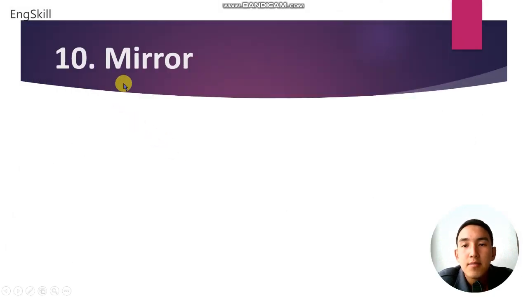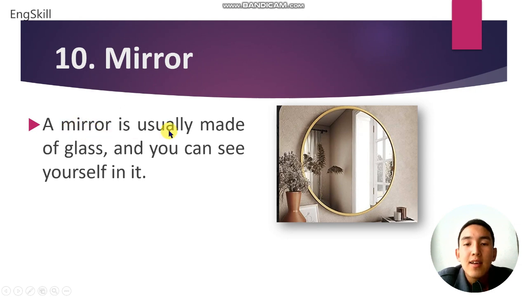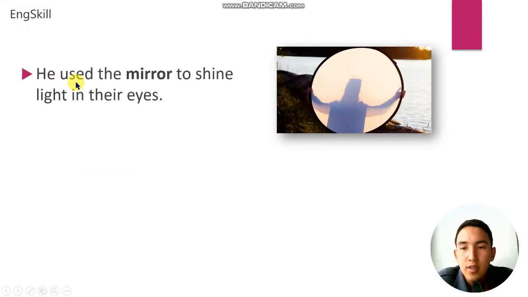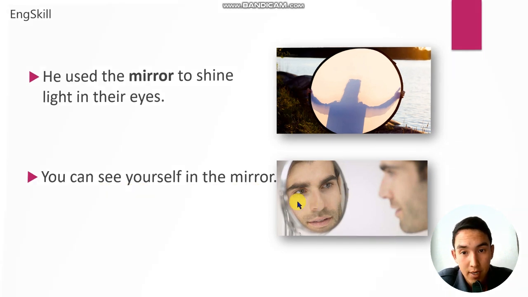Number 10 is mirror. A mirror is usually made of glass and you can see yourself in it. For example, he used the mirror to shine light in their eyes. Another one, you can see yourself in the mirror.